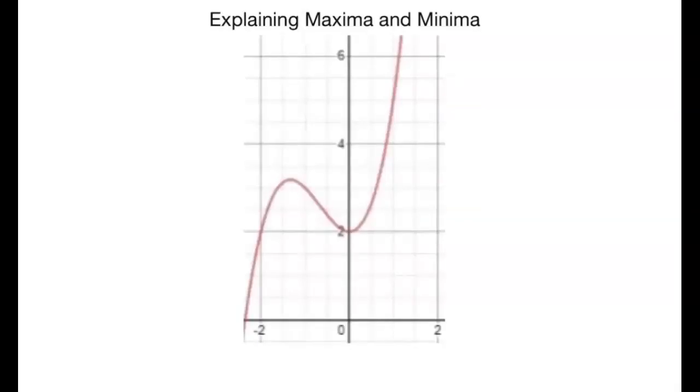Notice how the graph is increasing to a point where it then begins to decrease. It then decreases to a point where it begins to increase again. We call the point where the curve stops increasing and begins decreasing the relative maximum point, and the point where the curve stops decreasing and begins increasing the relative minimum point.